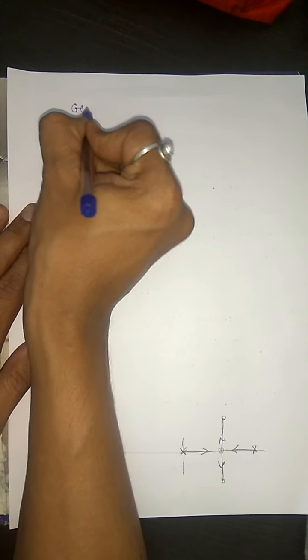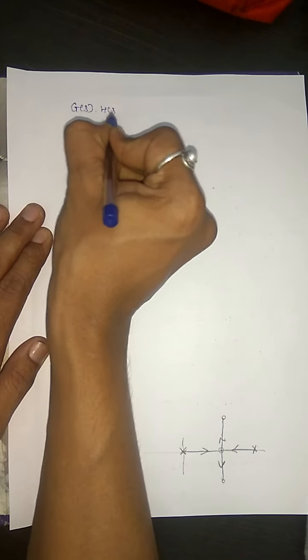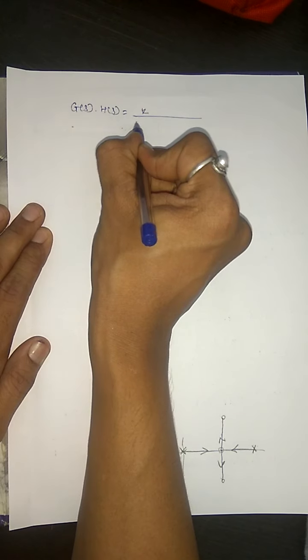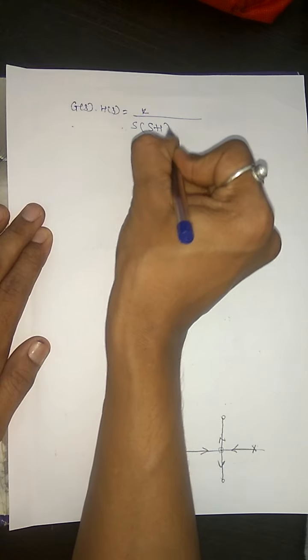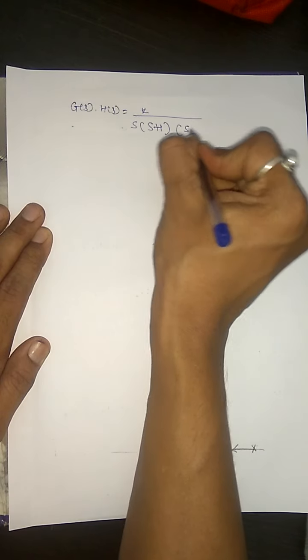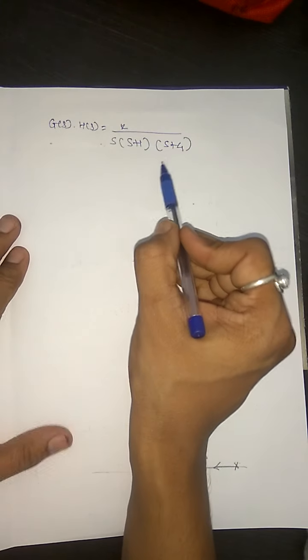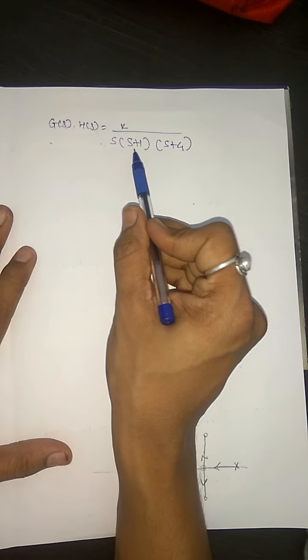Suppose one example is there: G(s)H(s) equal to k by s(s plus 1)(s plus 4). Okay, this is the example. So first find out the number of poles and zeros.